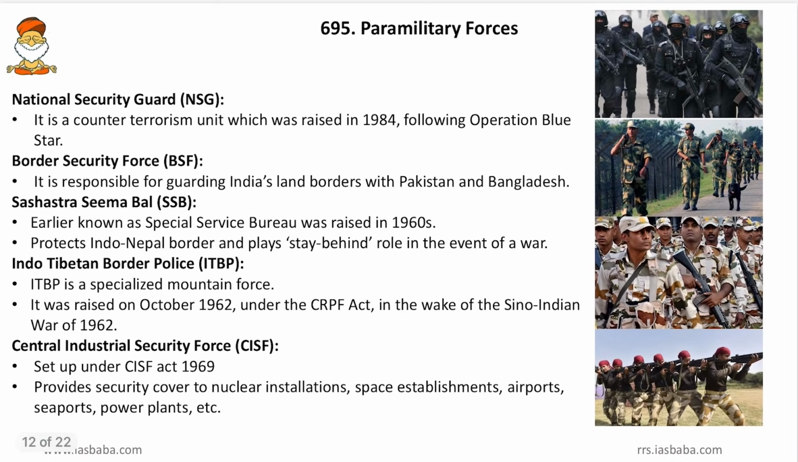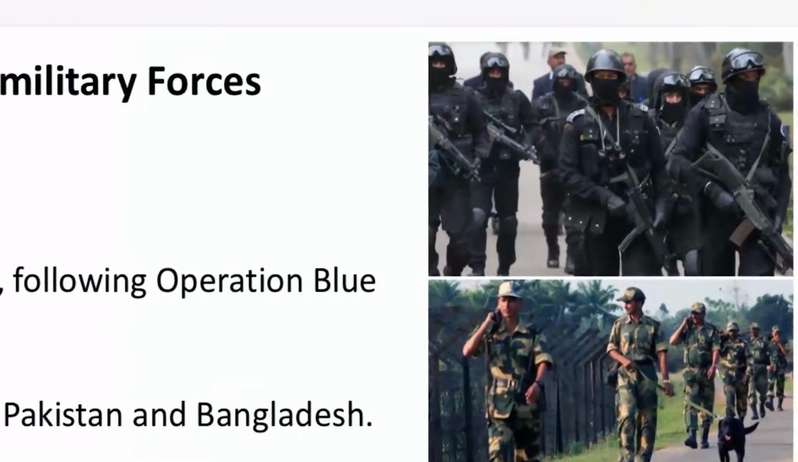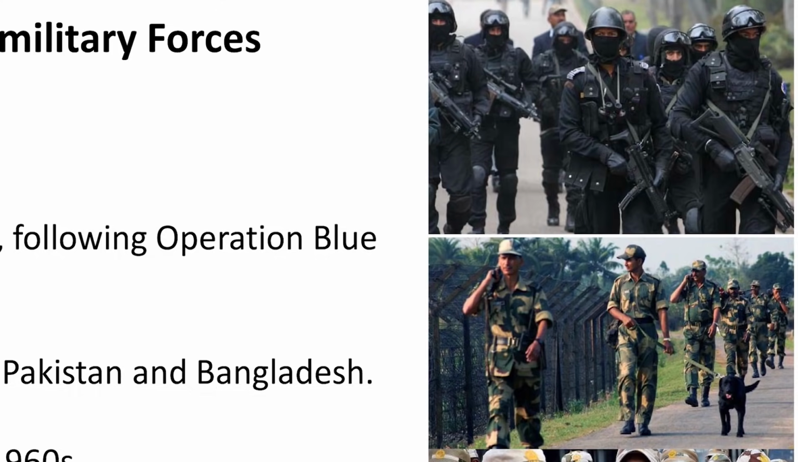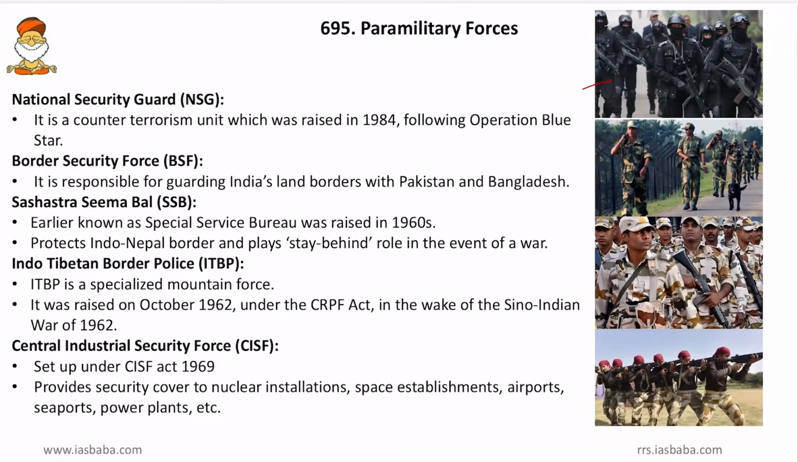First one, the National Security Guards. Friends, it is a counter-terrorism unit which was raised in 1984 following Operation Blue Star. So it was started in the wake of Operation Blue Star and the assassination of Indira Gandhi. So friends, here we can see in the picture the NSG commandos, or the Black Cats, who are wearing the black and black uniform. Then come to next one, the Border Security Force.